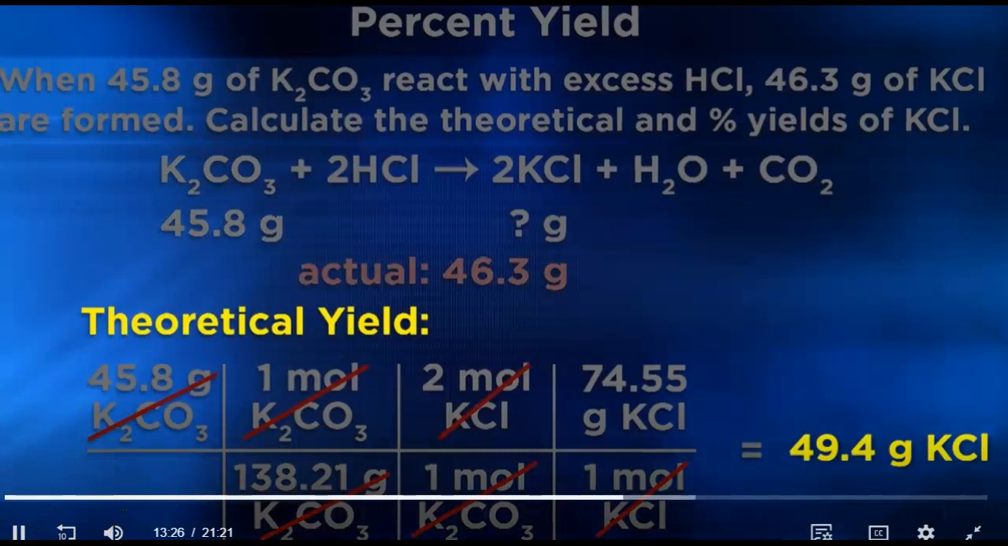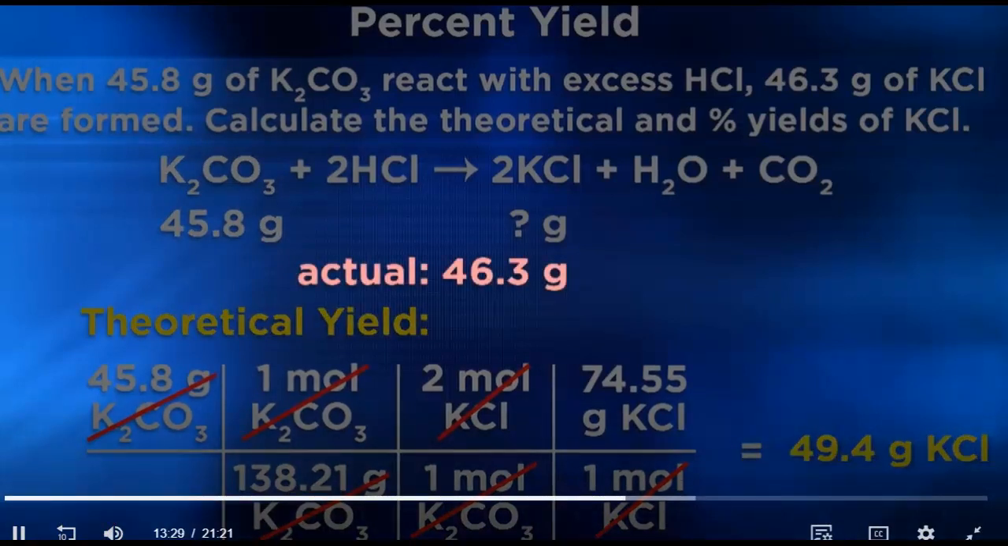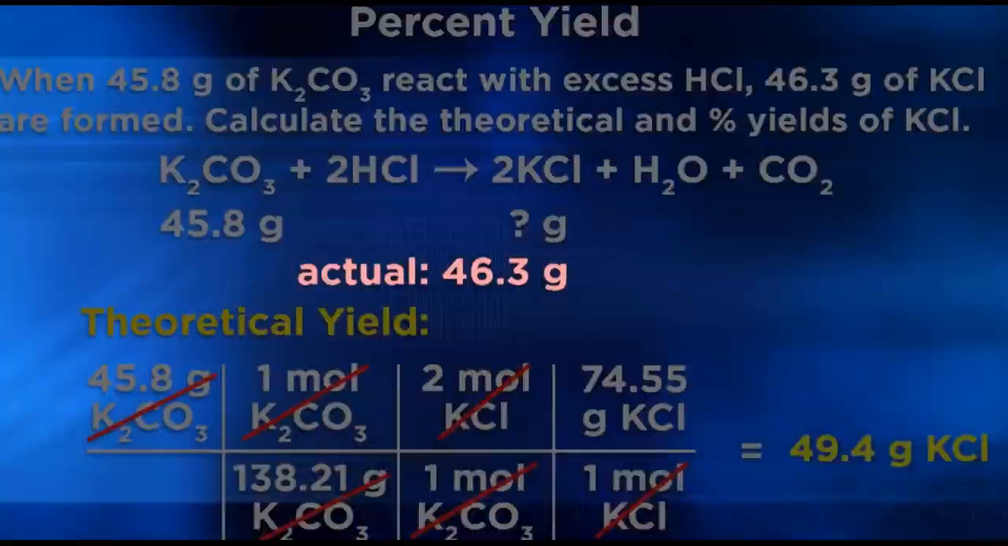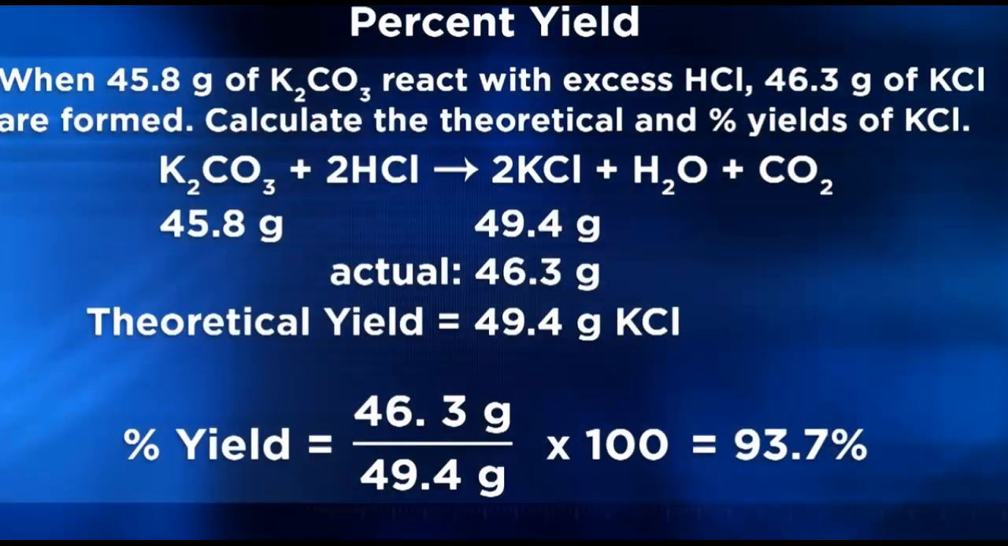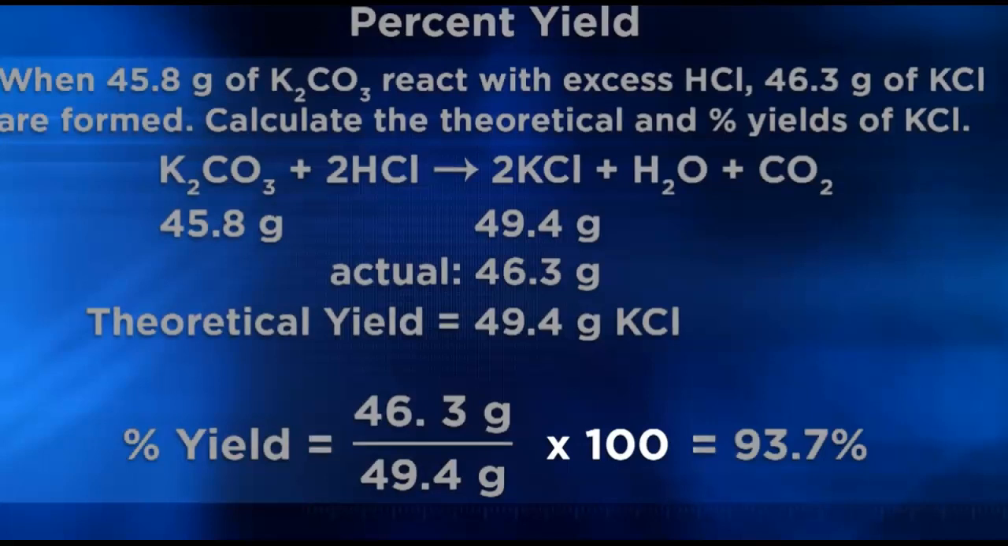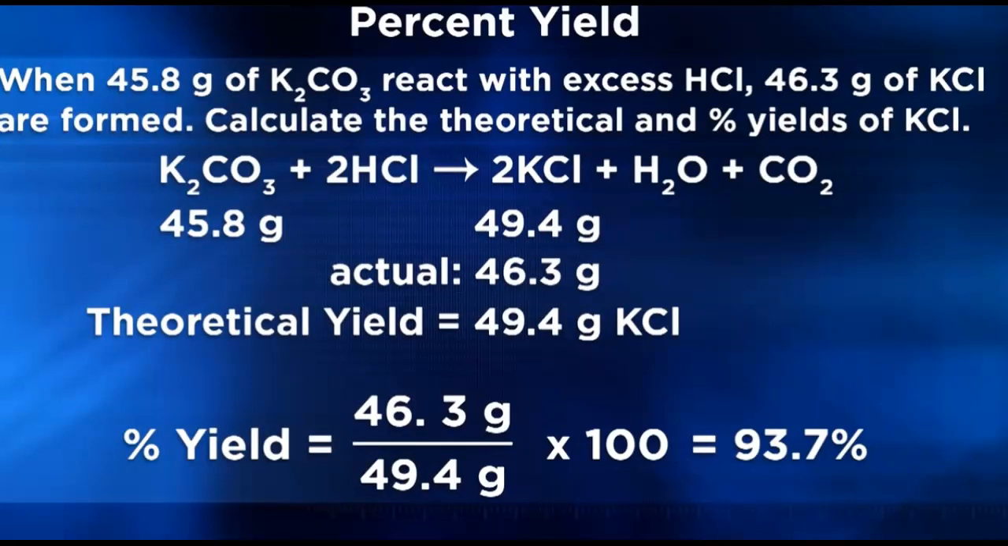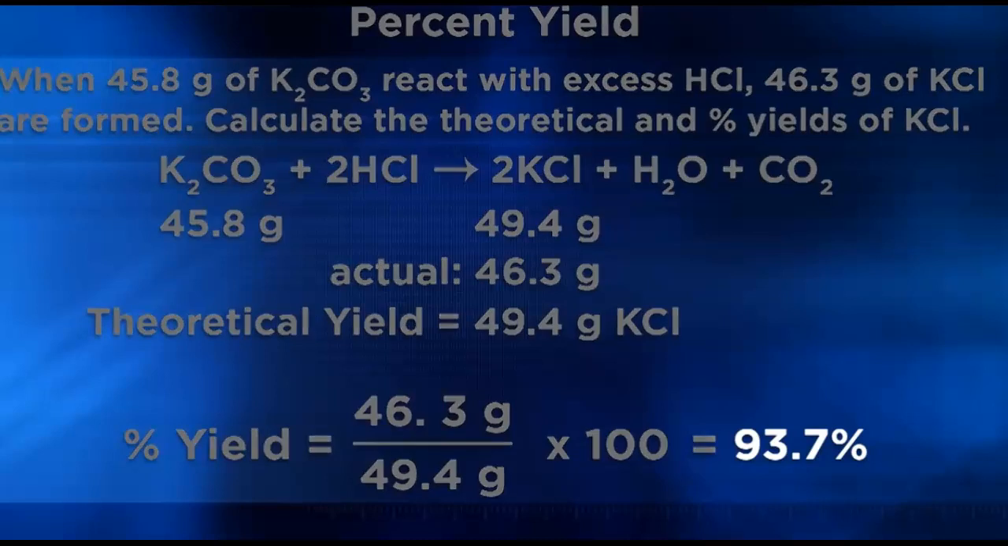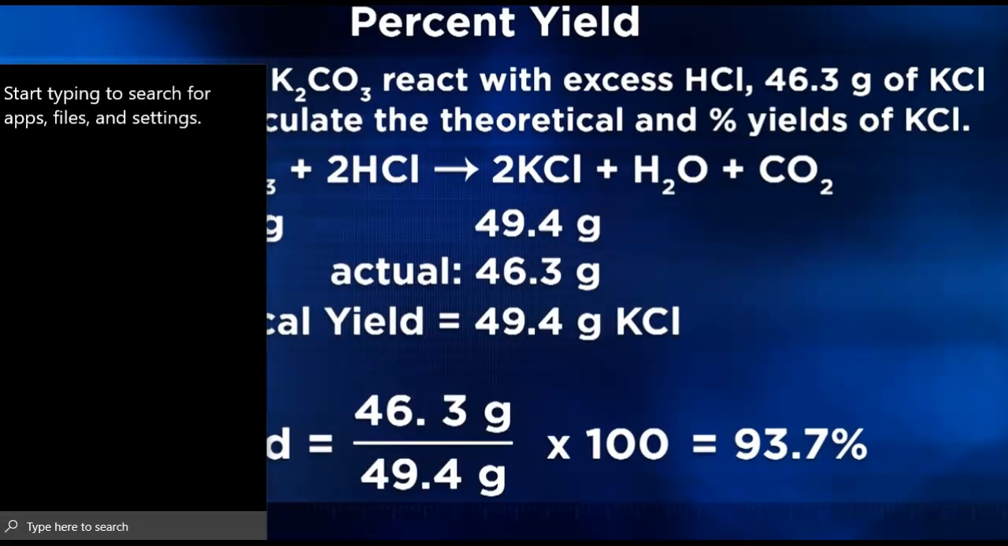Now that we have the theoretical yield, as well as the actual yield that was given to us in the problem, we can solve for percent yield by simply taking the actual yield, 46.3 grams, and dividing that by the theoretical yield, 49.4 grams, and then multiplying that by 100. We find that the percent yield in this particular problem is 93.7%. The factory was able to produce a very high yield of potassium chloride, almost 100% of the predicted amount.